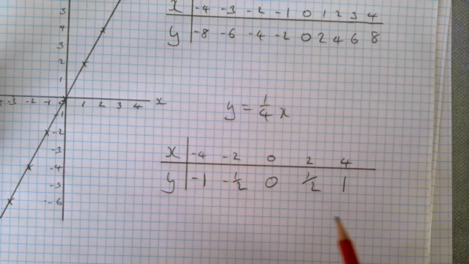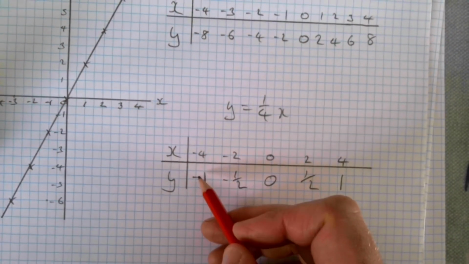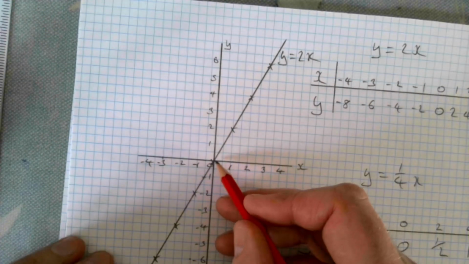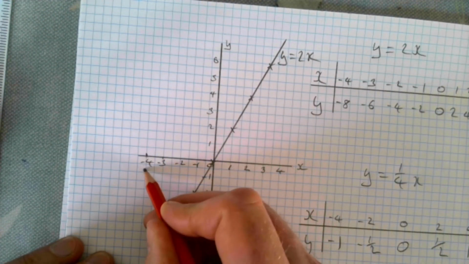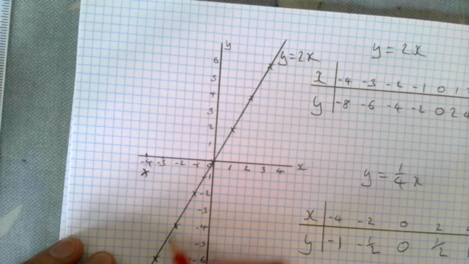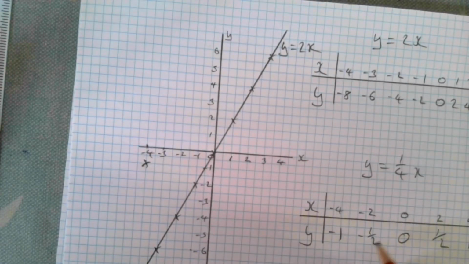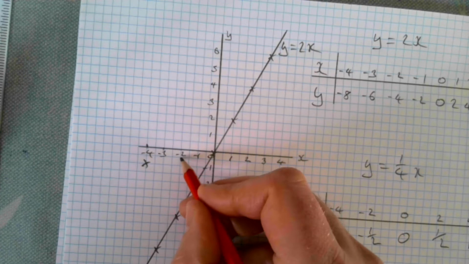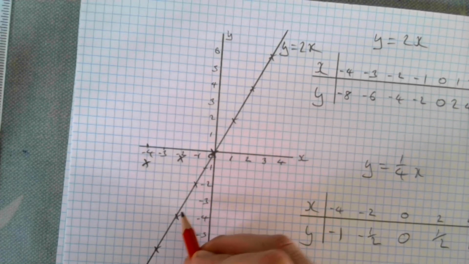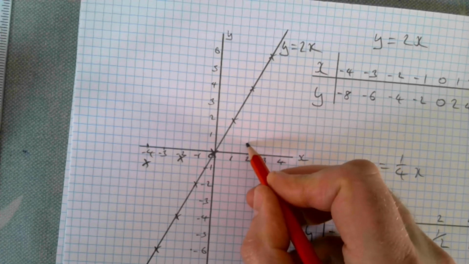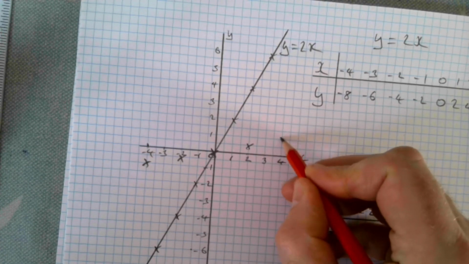So where's my first coordinate? -4, -1. So there's 3, there's -4. So -4, -1. Next one is -2, -1/2. 0, 0. 2, 1/2. And 4, 1.